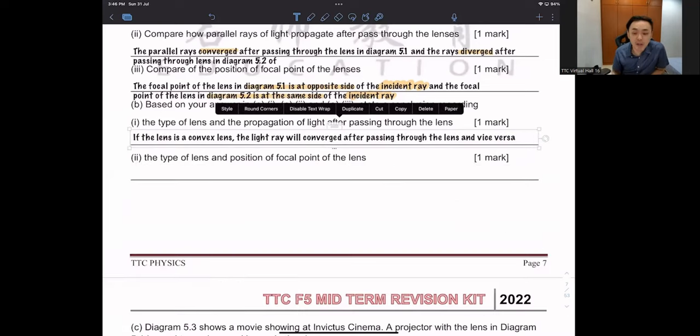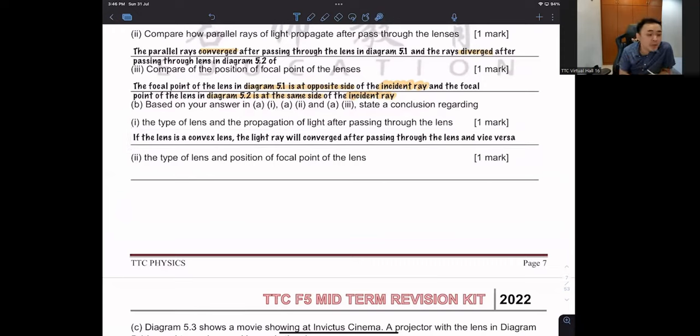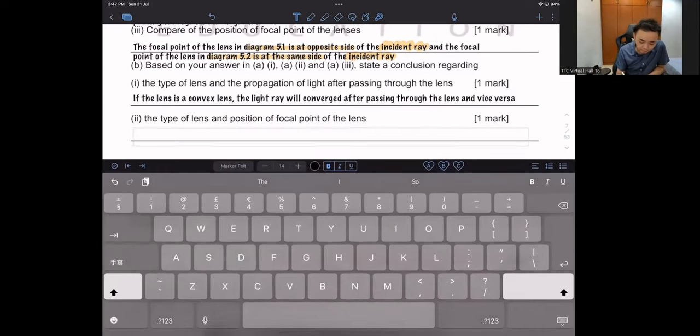Of course, you say, hey, but my teacher likes to catch me a lot on that, or can I do that? Well, if you don't want, you can be more detailed. You can just rewrite one more sentence. But you know, one mark only, what do you expect? If the lens is a convex lens, the light ray will converge after passing through a lens. And then if you want, you can just write, and if the lens is a concave lens, the light ray will diverge after passing through. You can just add on one more line if you don't want to use the words vice versa. Convex lens converge light after passing through lens, while concave lens diverge light after passing through lens. Can also. All right. Next one, type of lens and the position of the focal point.